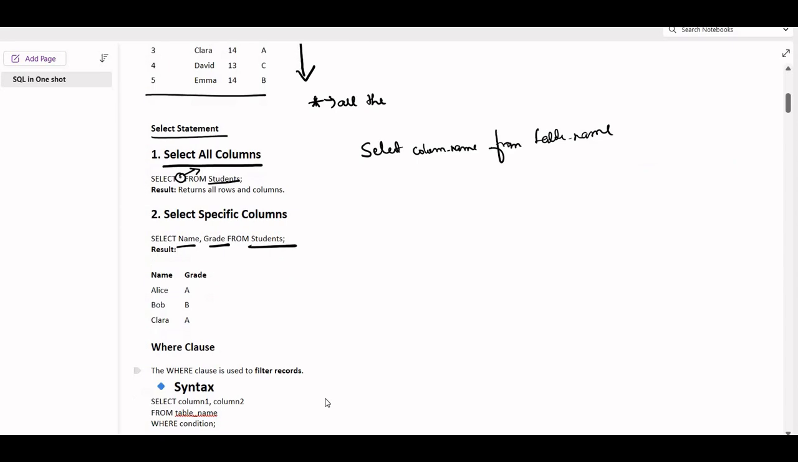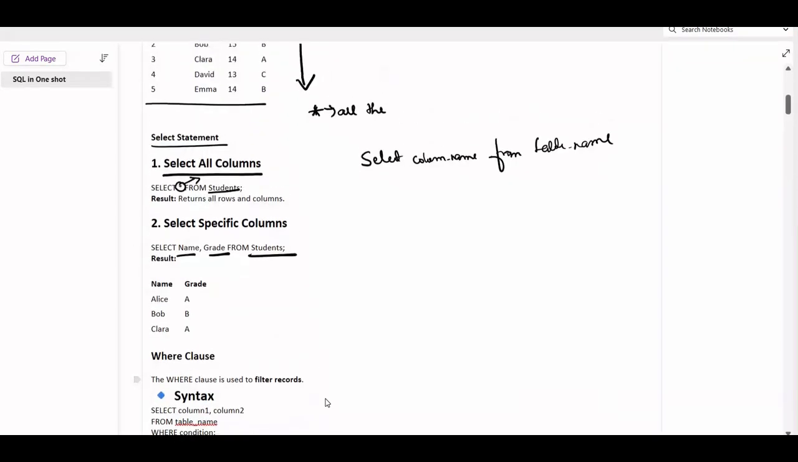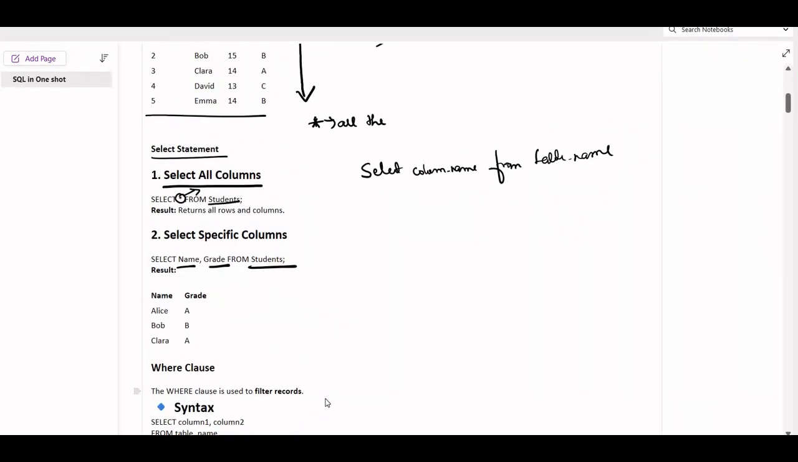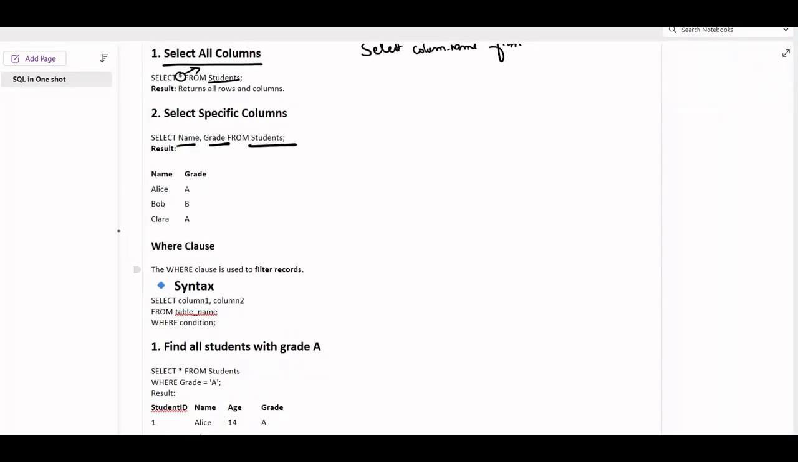Okay, so you have learned about the SELECT statement. It is very simple. This is the very beginning statement of SQL, and it is very important because it is the base statement you will be using for all the rest of the clauses. Let us see the WHERE clause now. In the WHERE clause also, the SELECT statement is very important.